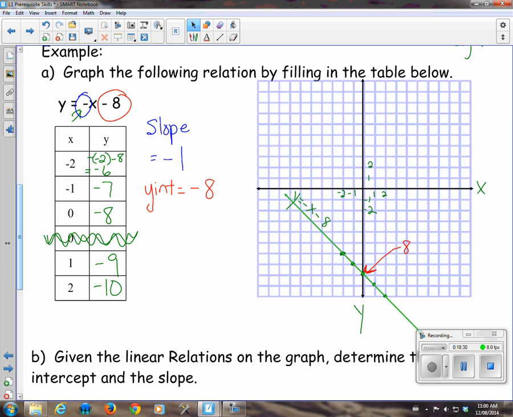And my slope goes over 1 and down 1. Therefore, it's a negative. Over 1 and down 1. Therefore, it's -1. Rise over run. Because it's rising, -1. And it's running 1. So the slope is -1.